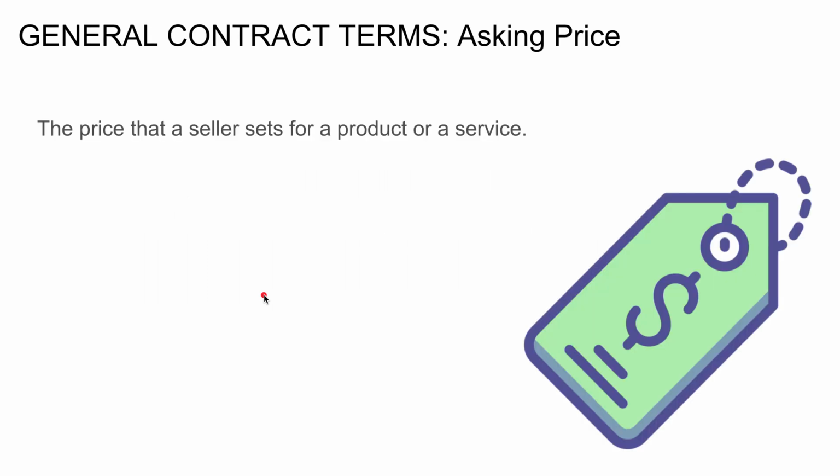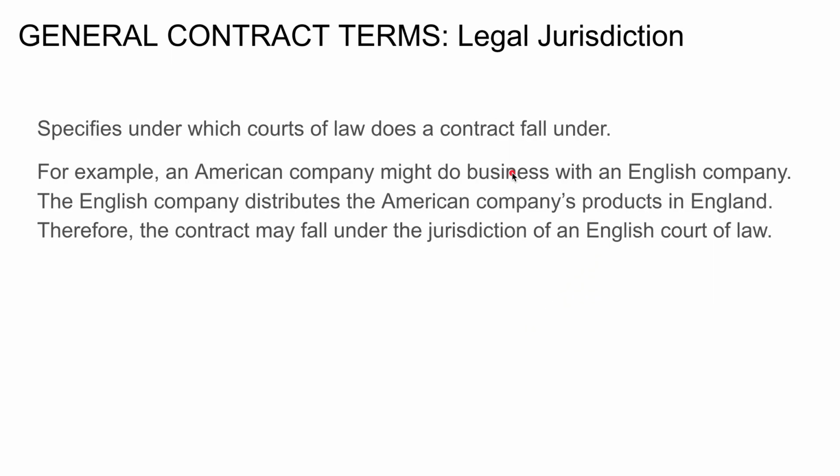Let's look at some general contract terms. The first one is asking price. The asking price is the price that a seller sets for a product or a service. This might be negotiable in a contract.